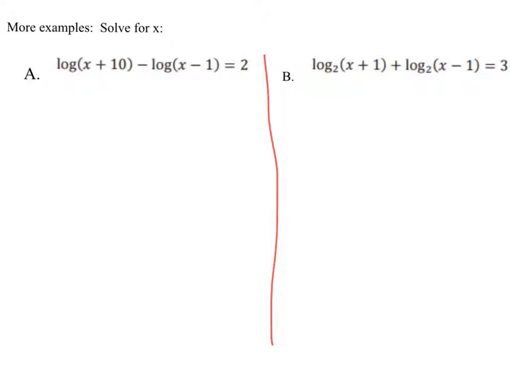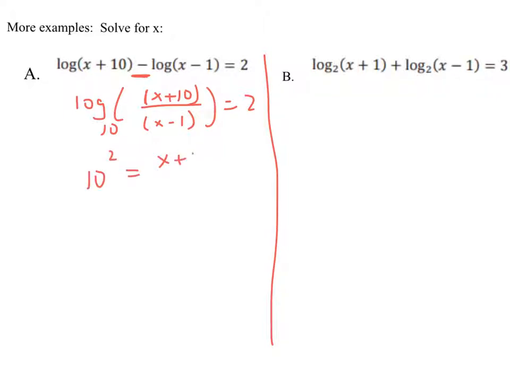All right guys, so let's remember this. When we got subtraction right here, what do we do? So I got log of x plus 10, and you divide it by the x minus 1, and that all equals 2. So then you remember there's a base 10 here, so 10 to the second power equals x plus 10 over x minus 1. You can replace 10 squared with the 100.